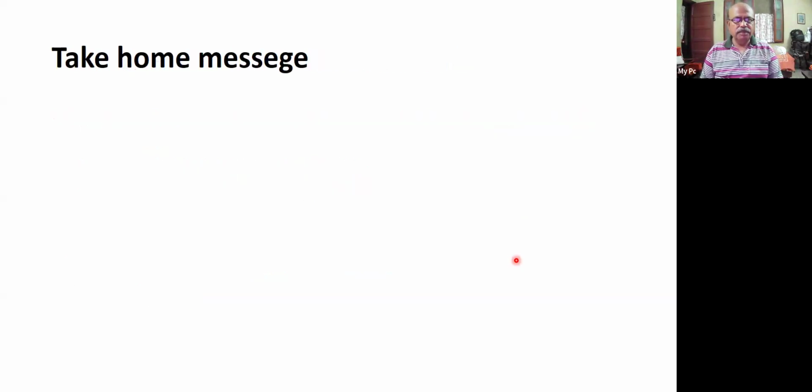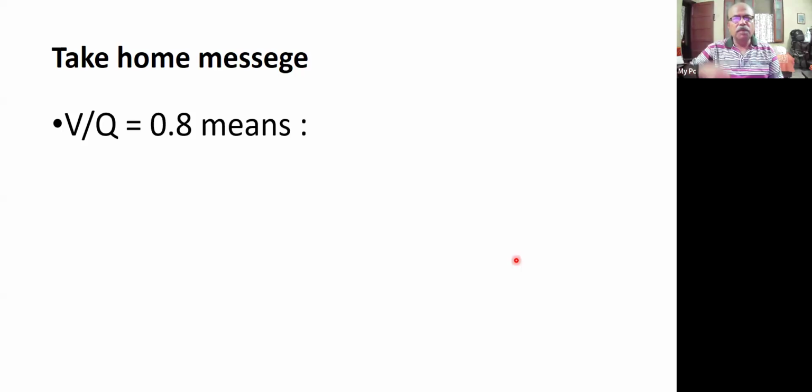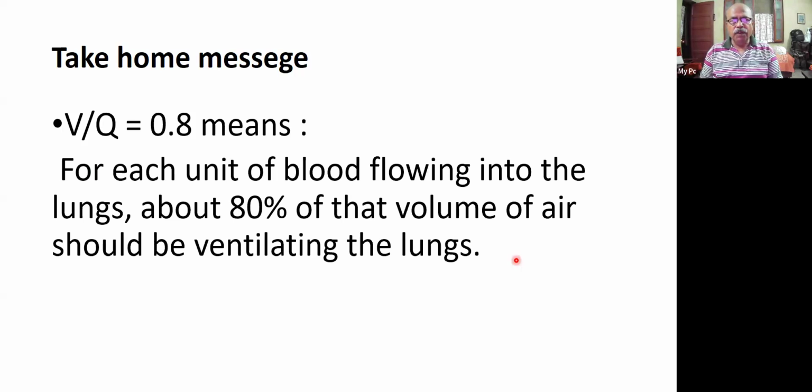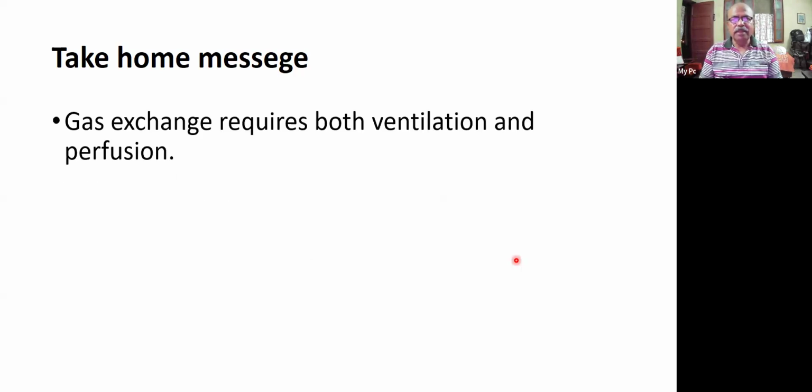The take-home message. What does the VQ of 0.8 mean? It means that for each unit of blood flowing into the lungs, 80% of that volume of air should be ventilating the lungs. That means if 100 ml of blood is going to the lungs, then the lung should be ventilated by about 80 milliliters of gas. So gas exchange requires both ventilation and perfusion.